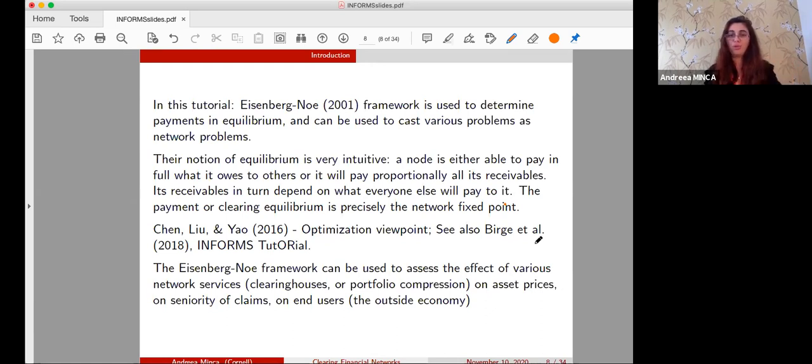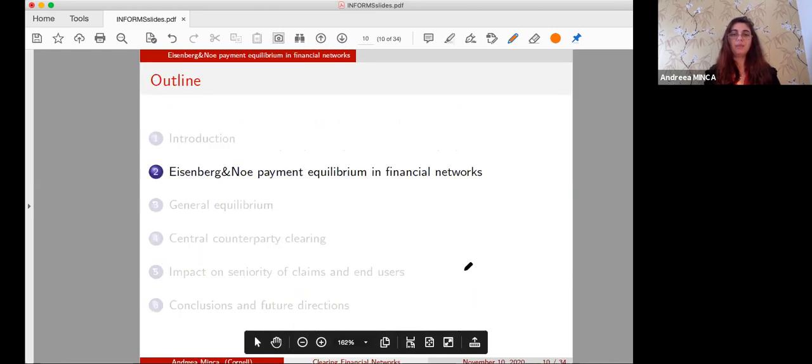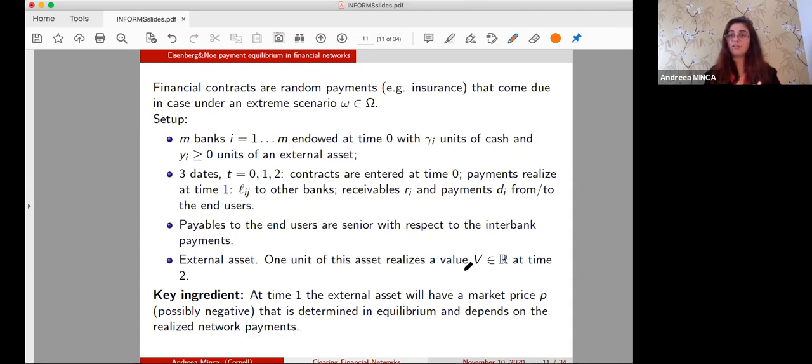Now, what we bring new in this tutorial is the fact that we can use this very convenient framework in order to assess the effect of various network services in financial derivatives and the effects on external asset prices and on the seniority of claims. And this is particularly important because, in general, we are interested in the impact of clearing the financial network on the outside economy. So let me show you what clearing a financial network in the Eisenberg-Noe framework is about.